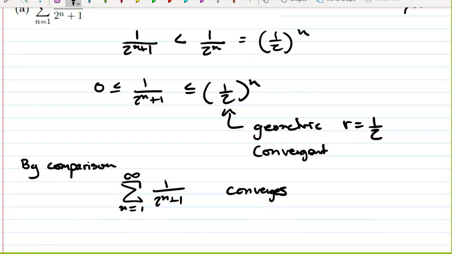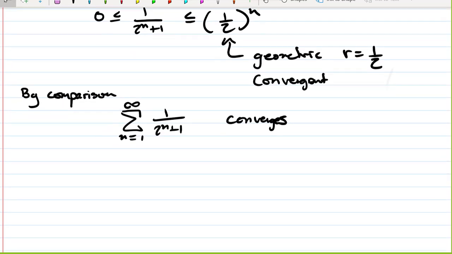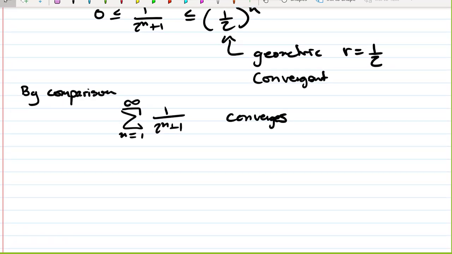So when we're trying to do comparison, if we want to show something converges, compare it to a known convergent series. And if we want to show that something diverges, we want to show that it is bigger than a known divergent series and therefore diverges. So it's worth noting that when we're using direct comparison, it is often very helpful to compare, as we just saw in this example, to a geometric series that we know converges or diverges.